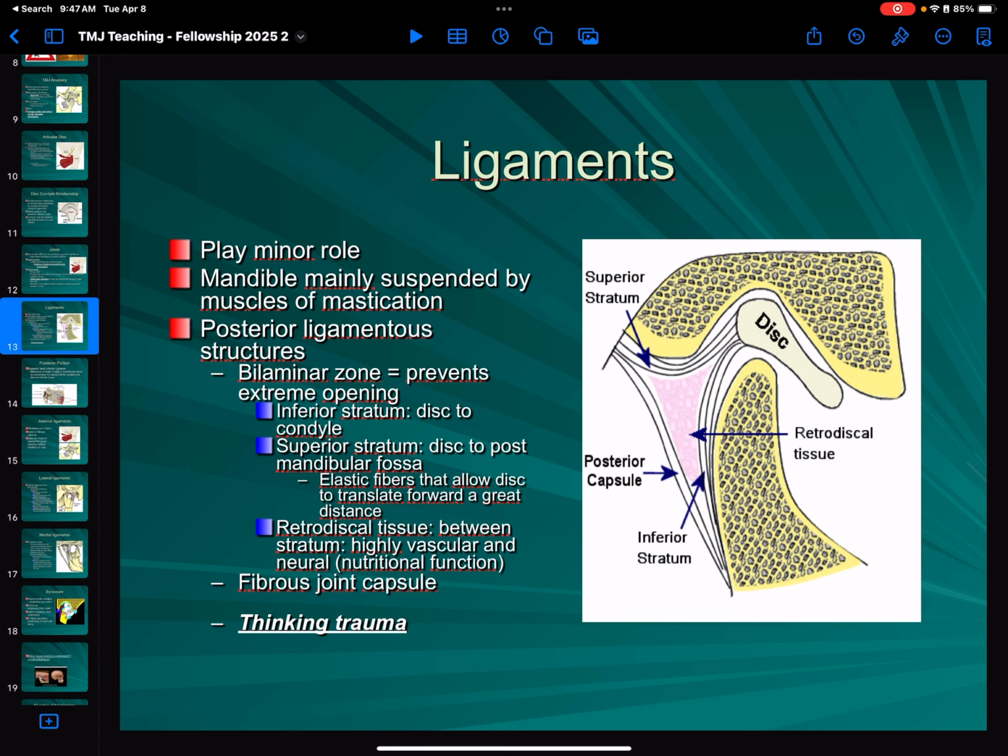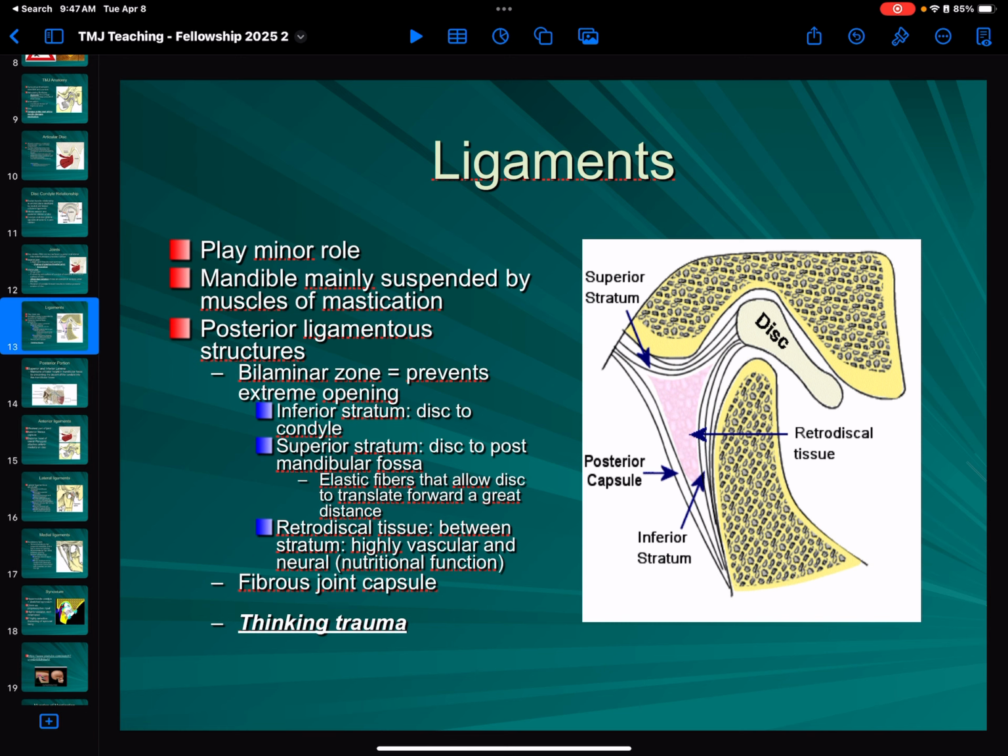And others will call it the posterior capsule, as you can see here. Others are going to call it the retrodiscal tissue, and others call it the stratum. So how's that for consistency in our anatomy? The big thing, as you can see, and you'll see it in some slides, is that the disc literally is going to slide out of the socket. That's the normal anatomy, but sometimes the disc can actually get stuck outside of the socket.